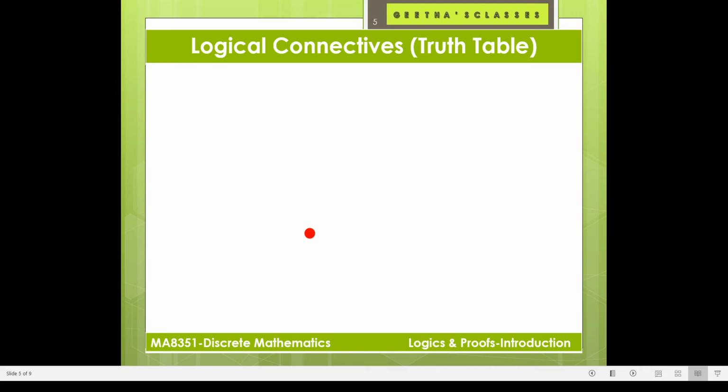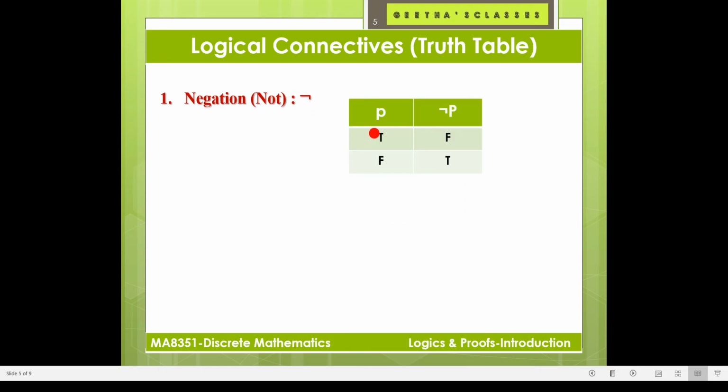Now we are going to see the logical connectives truth tables. You know the truth table, right? This is for negation. The symbol is not, the negation symbol. For the truth table of negation, if you take the proposition as P, we have true and false. For true, negation is false. For false, negation is true.